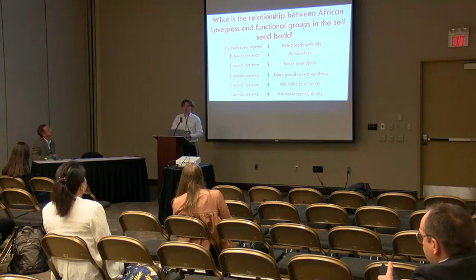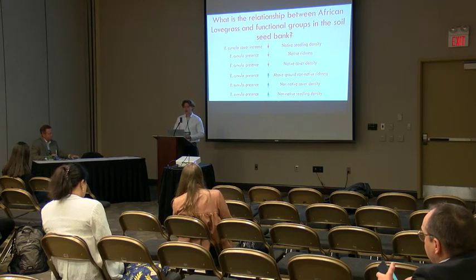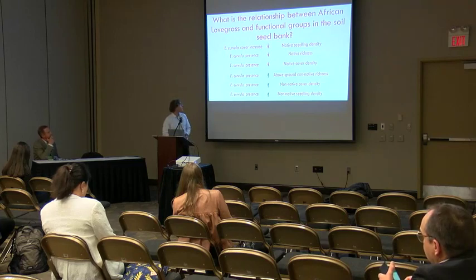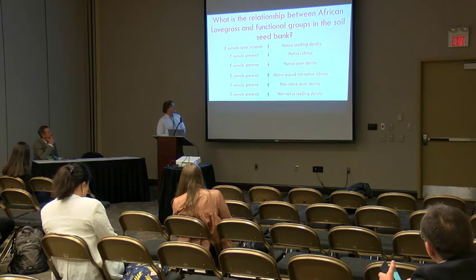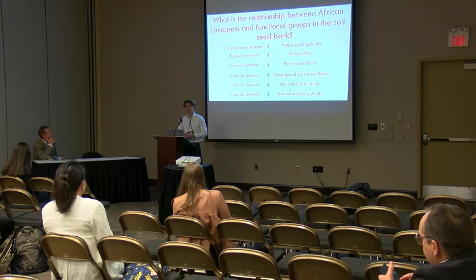So we came up with a new research question to look at the functional diversity in the soil seed bank, and we've split it up into native and non-native species. The new question is, what is the relationship between African lovegrass and the functional groups in the soil seed bank? We found that as African lovegrass cover increases, we see a decrease in native seedling density. So if we have more African lovegrass in the system, we're going to have less natives in the soil seed bank.